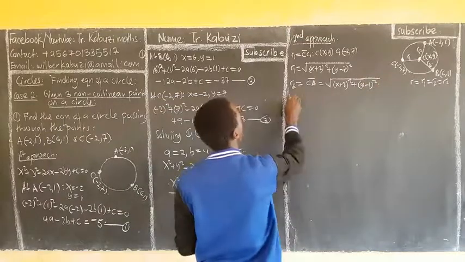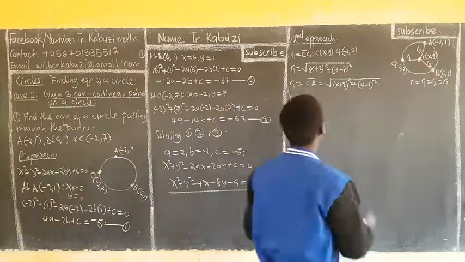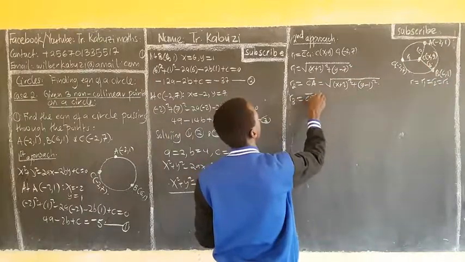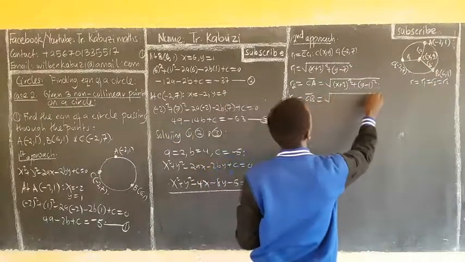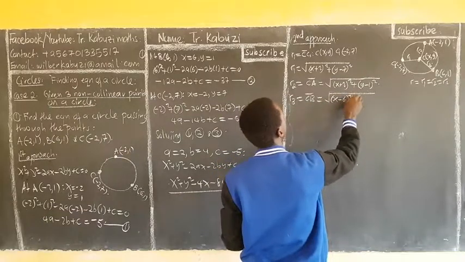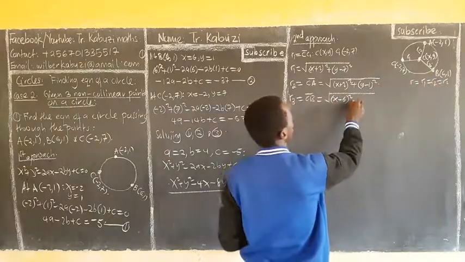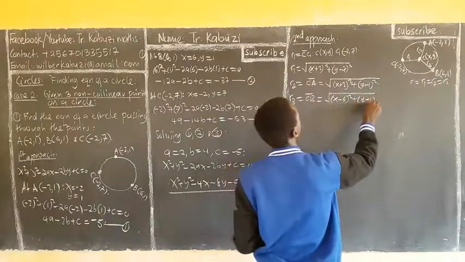So when I come now to my R3, it's the distance between the center and point B, which is going to be the square root of (x minus 6)... We are getting the distance between two points, between this point and this point. Then plus (y minus 1) squared.